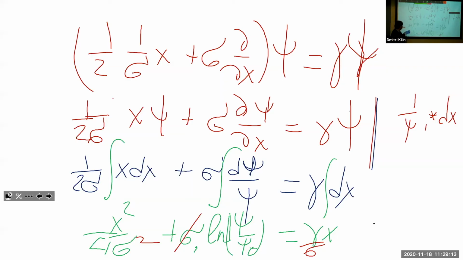So, the integral of x dx is x squared over 2, the integral of d psi over psi is the logarithm, the integral of dx is x. And then we can divide left and right by sigma. So it will be sigma squared in the denominator here, no sigma here, and 1 over sigma here. So what is my next step? I want to combine the function on one side, let it be on the left, and then transfer this x squared term to the right with a minus sign.